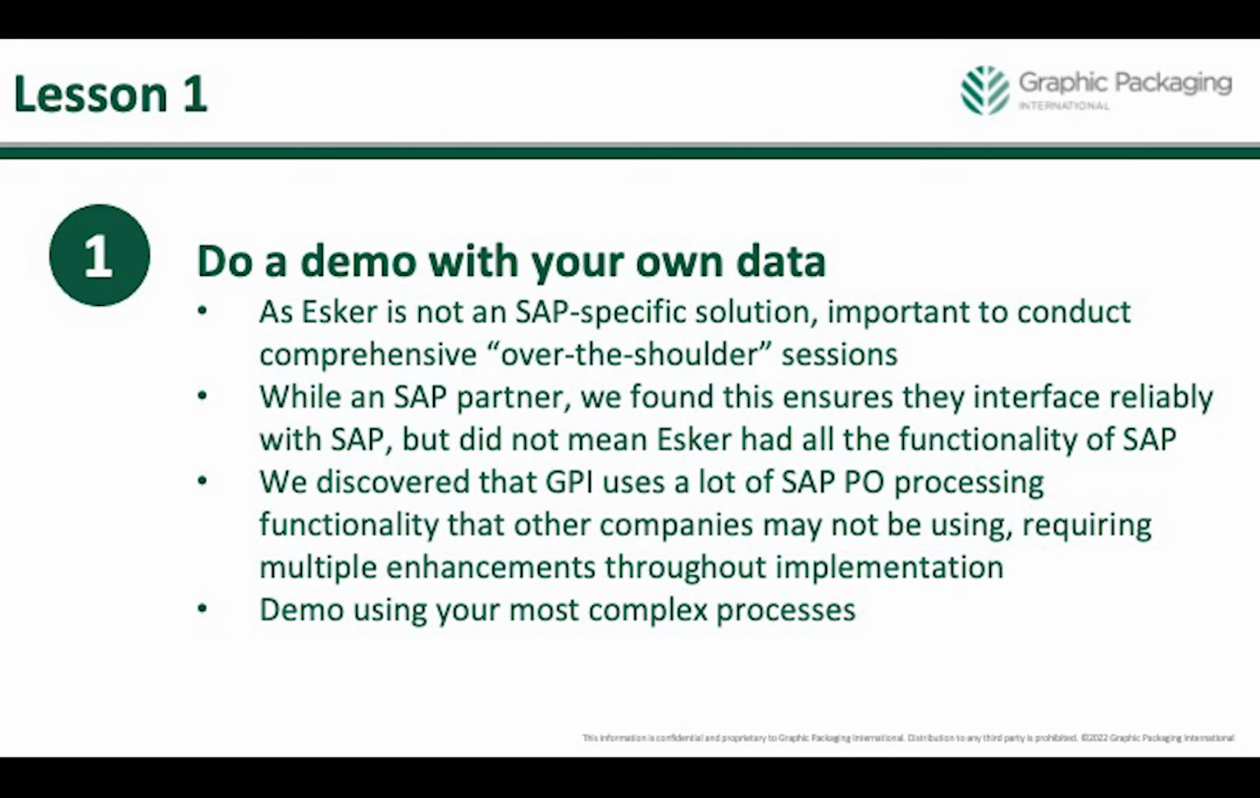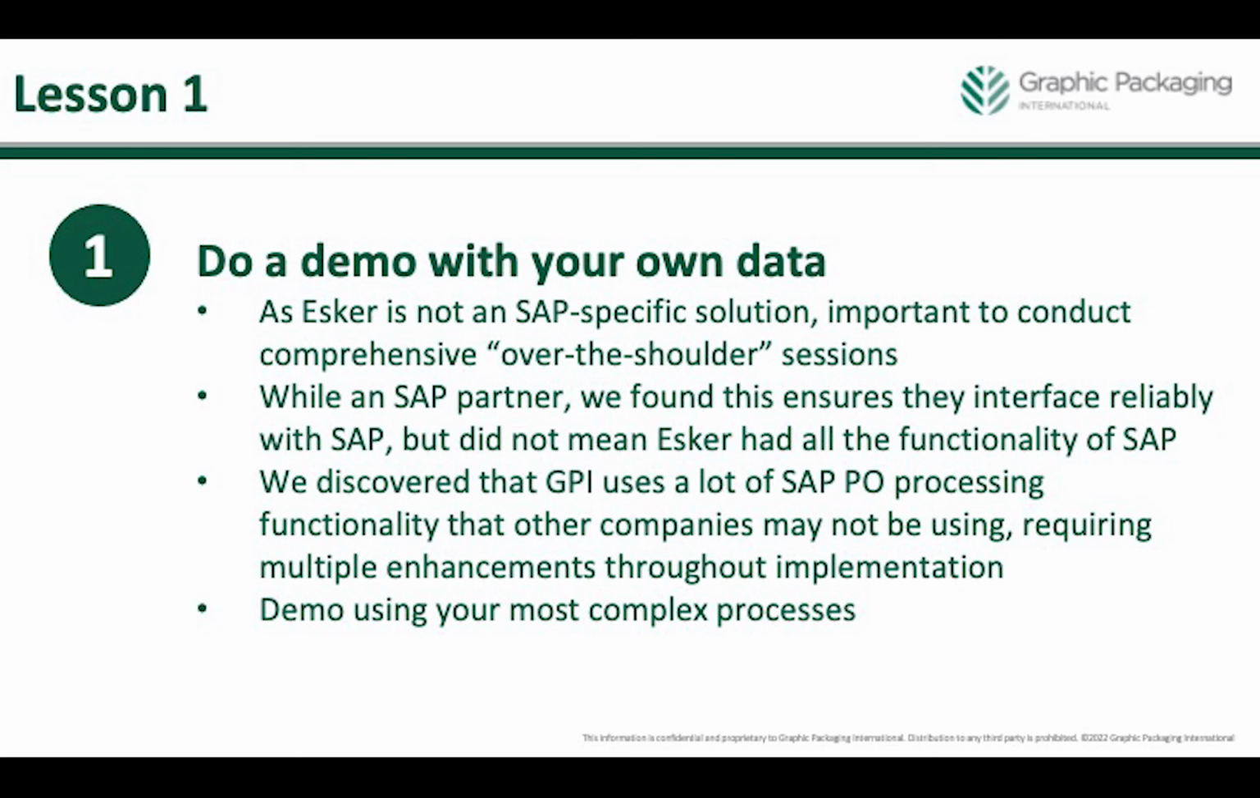We discovered that GPI apparently uses a lot of SAP PO processing functionality that other companies may not be using. So this required multiple enhancements throughout the implementation. Just a few examples of those. GR-based IVPOs are optional in SAP. We use both at Graphic. Esker's out of the box is configured to use GR-based IVs everywhere, so we had to modify that.